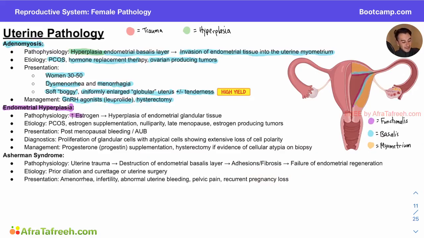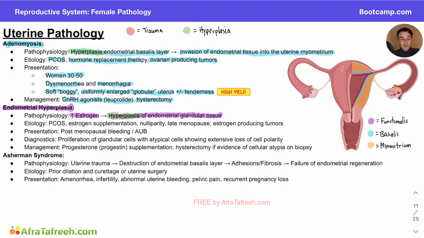So we have increased estrogen, and this is leading to hyperplasia of the endometrial glandular tissue. And I want to highlight in green here over our hyperplasia to note that this is an error in hyperplasia here, and that's going to be important. They like to note the difference between too much growth, not enough growth, or trauma, and we're talking about too much growth here.